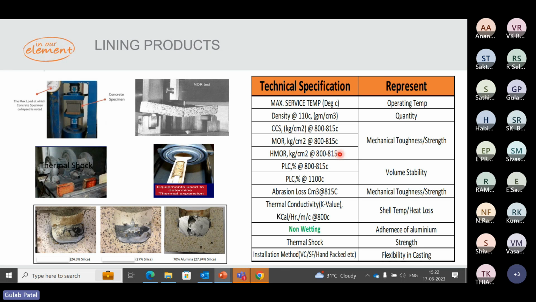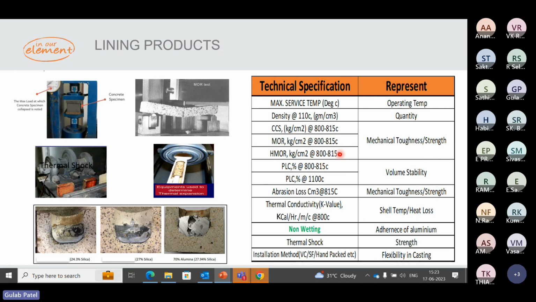MOR is also important because it is the modulus of rupture, showing how well the strength is going to be retained through thermal cycling. So MOR and HMOR are the data we have to consider when selecting the product. PLC relates to volume stability, that is, when thermal shock happens at different temperatures, how well the refractory is going to stay intact in the system. Then abrasion loss again relates to strength, because during charging or skimming, those things are going to be affected. Then thermal conductivity directly affects your shell temperature.